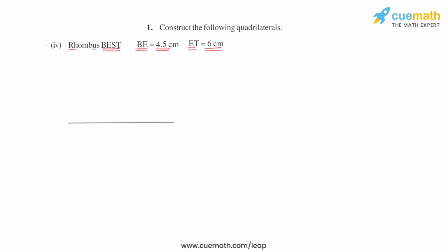So let's say this is ET, which is 6 centimeters. Then BE is 4.5 centimeters. So let's make BE 4.5 centimeters. And BT will also be 4.5 centimeters. In the same way, if you are taking ES, it will also be 4.5 centimeters and ST will also be 4.5 centimeters. So like this we will make, this is B, and this is S, and all the four sides are 4.5 centimeters.